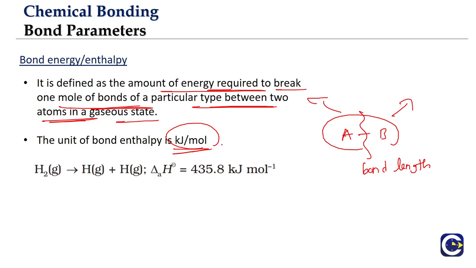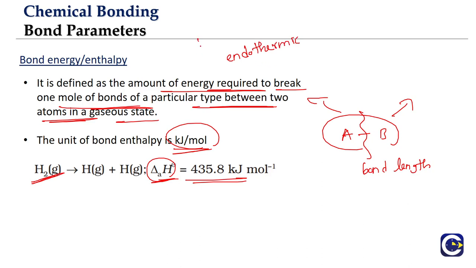If you look at some of these values, to break 1 mole of hydrogen bonds in the gaseous state, what is the energy required? It is 435.8 kilojoule per mole. You can see the enthalpy change is positive, which means this much amount of energy is required. It is endothermic. So breaking of the bonds is endothermic. When the bonds are formed, energy will be released.